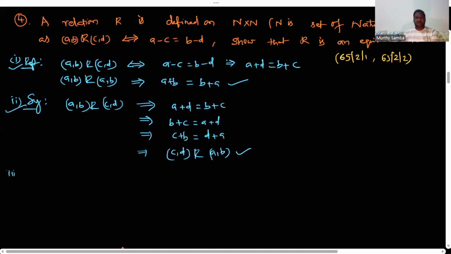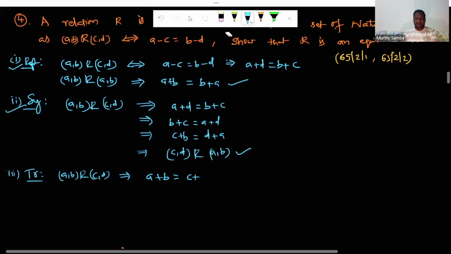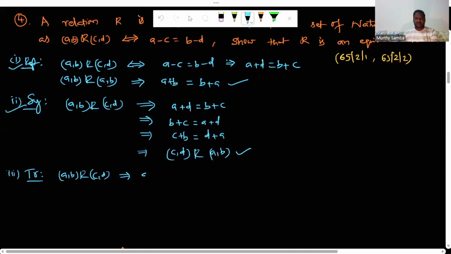And coming to transitive relation. In the case of transitive relation, (A, B) is related to (C, D). (A, B) related to (C, D) means what? How is it defined? A plus D is equal to B plus C, right? A plus D is equal to B plus C.